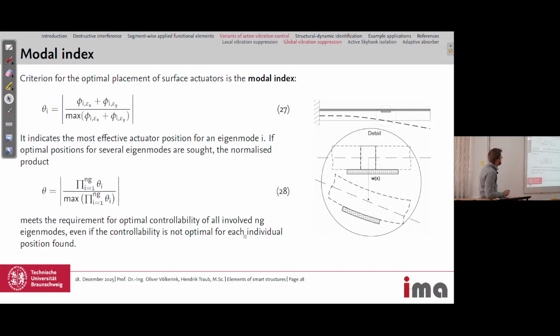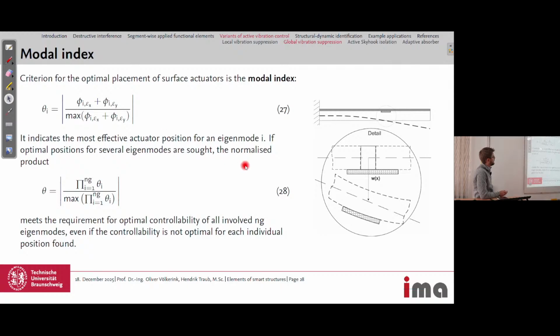And with this, we can set up a criterion for the optimal placement, the so-called modal index, where for one mode shape we would sum up the actual strains of the structure where the sensors or the actuators are placed, and divide by the maximum we could achieve. So if we place them really in the position where the highest surface strain occurs, then this modal index for the first eigenmode would be 1.